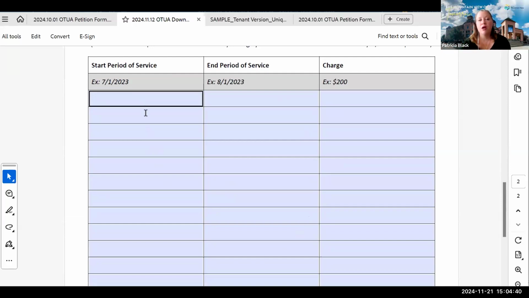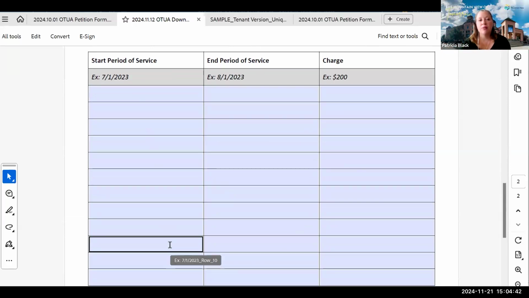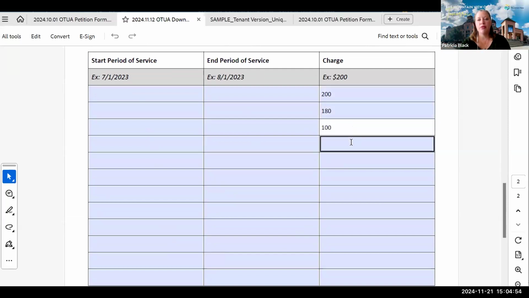So you're going to put in the start period of service and the end period of service, and then how much it charged. I'm only going to enter in the charges for you right now so you can see that it is going to do the math for you. So you don't have to worry about this math. It's going to figure it out. And I'm going to show you what that means.